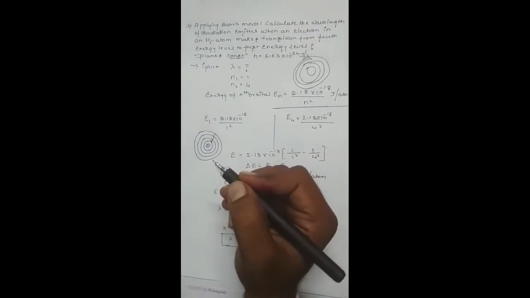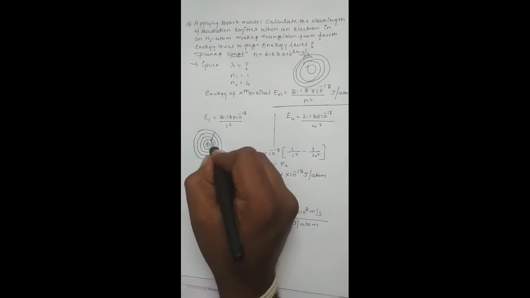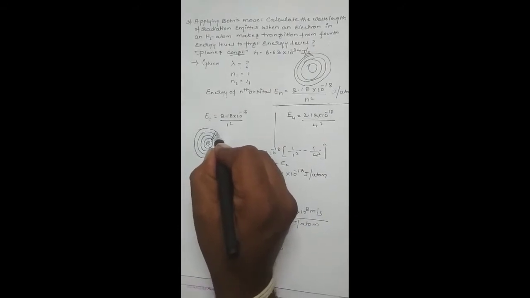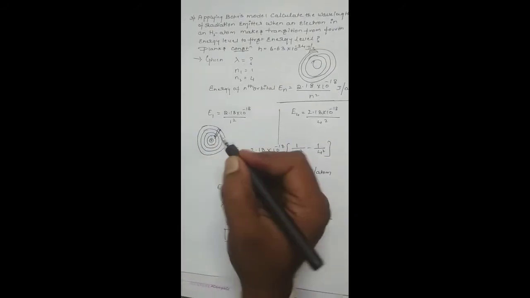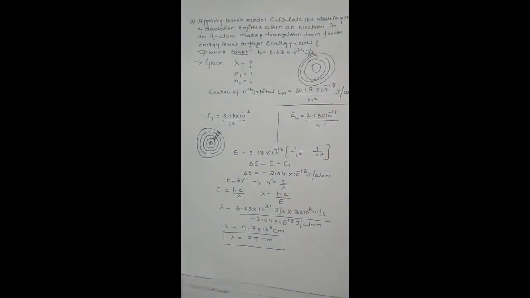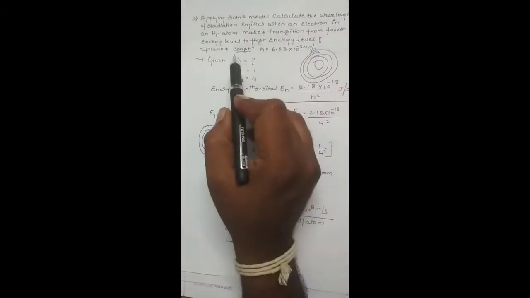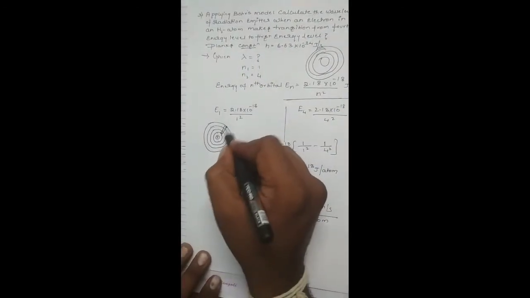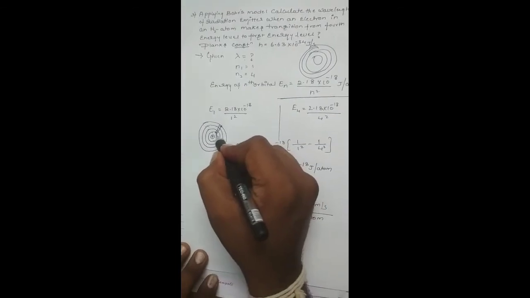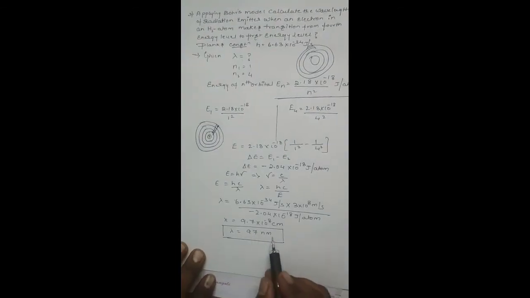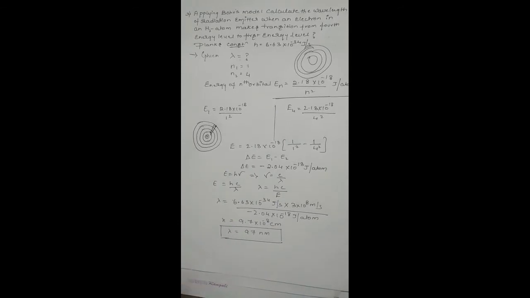For the wavelength of the radiation emitted, it can absorb and also emit. Emitting is nothing but photons, with Planck's constant. Overall, what is the wavelength? The wavelength for the transition from n=4 to n=1 is 97 nanometers.